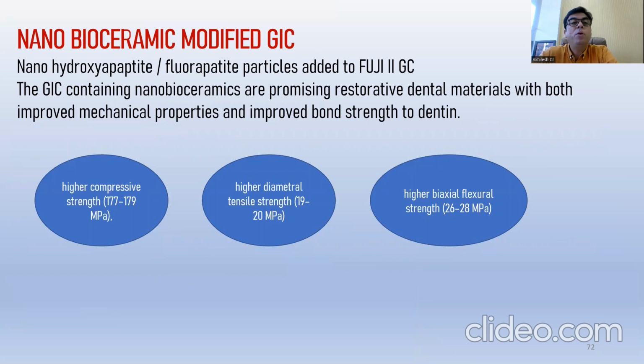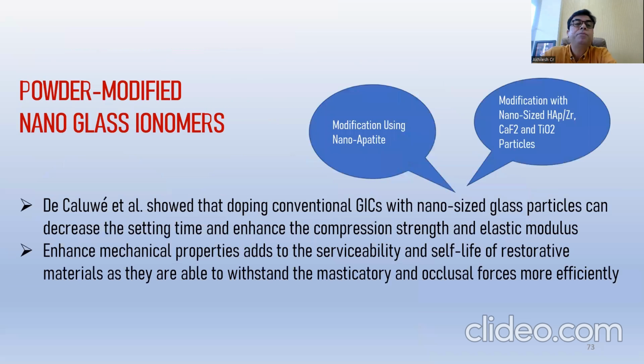What are nanobioceramic modified GICs? Nanohydroxyapatite and fluorapatite particles are added to the GIC, and GICs containing nanobioceramics are promising restorative dental materials with both improved mechanical properties and improved bond strength to the dental structure. So, nanobioceramic modified GIC: nanohydroxyapatite and fluorapatite particles added to the GIC.